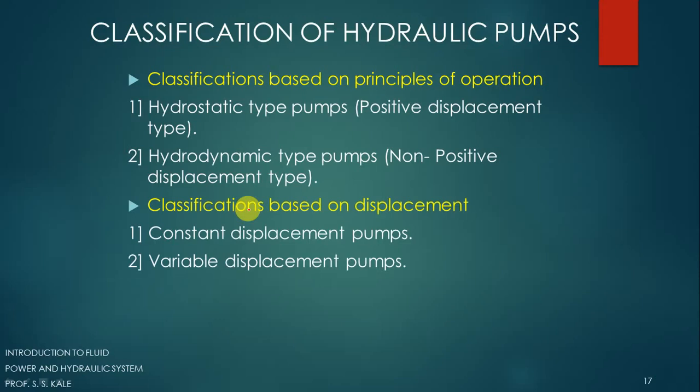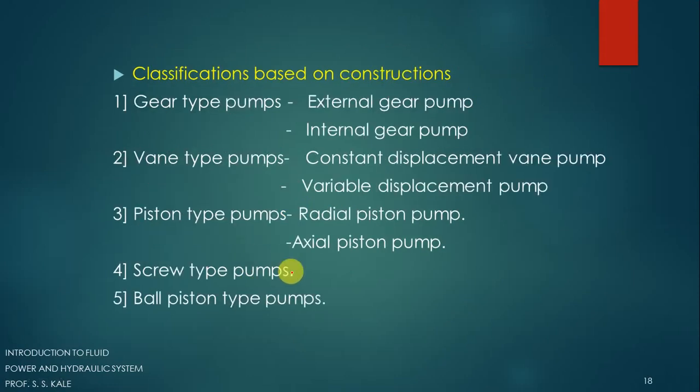Now next is the classification based on displacement, meaning displacement of the piston or displacement of the blade. Accordingly there are two types: constant displacement pump and variable displacement pump. When the displacement of the part is constant, it is called a constant displacement pump, and if the displacement of the moving part is variable, varying from start of cycle to end of cycle, then it's called a variable displacement pump.